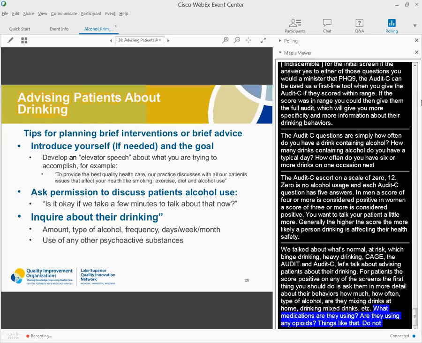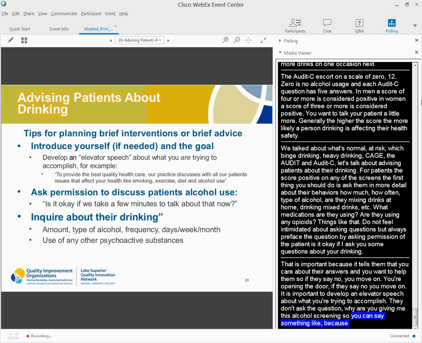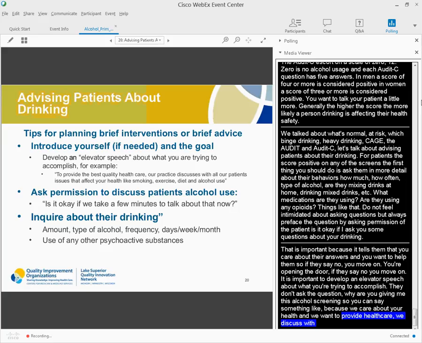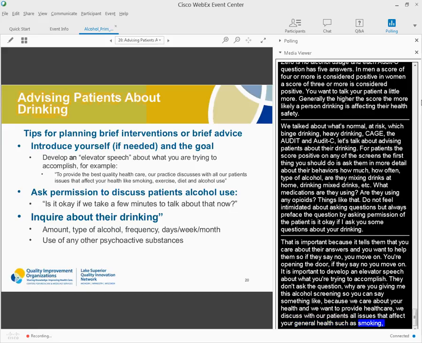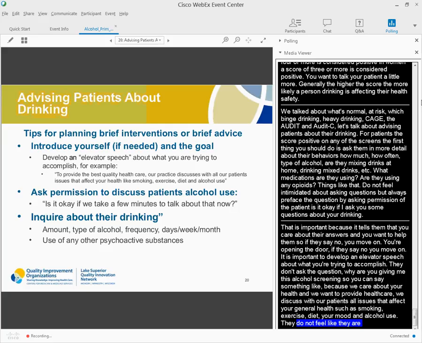So it's important too, as the slide says, to develop an elevator speech about what you're trying to accomplish with this, so they don't ask you the question, why are you giving me this alcohol screen? So you can say something like, because we care about your health and we want to provide the best quality health care. We discuss with our patients all issues that affect your general health, such as smoking, exercise, diet, your mood, and alcohol use. And that way they don't feel like they're singled out. They don't feel like their defenses are ramped up right from the beginning. Why are you asking me about this? Because we ask everybody.